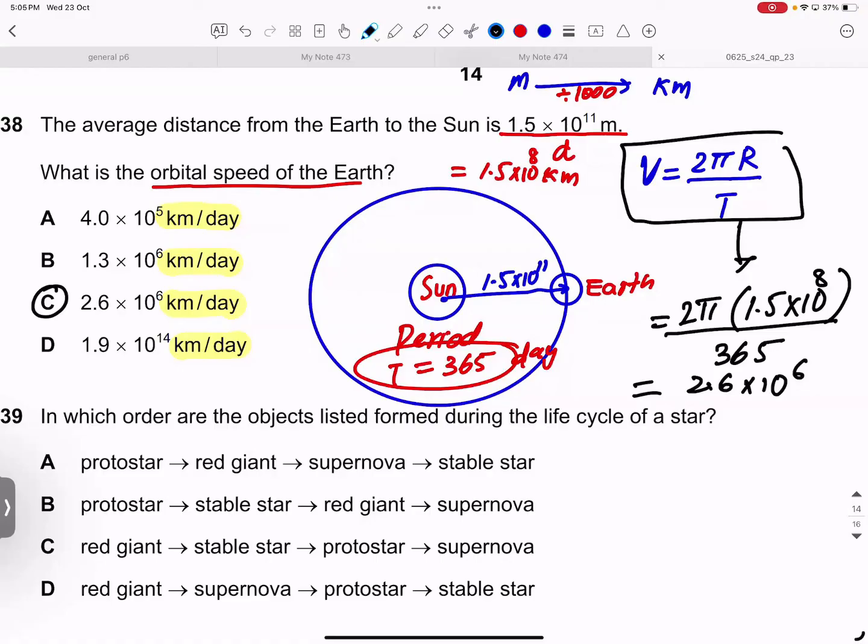It was a good question. So we changed the meters into kilometer by dividing by 1,000. Days we kept 365. The distance between Sun and Earth is considered to be orbital radius. Orbital velocity or speed is 2 pi r over orbital period. 2 pi r over period is 365 days. You divided them, you got the answer 2.6 into 10 power 6 kilometers per day. Option is C.